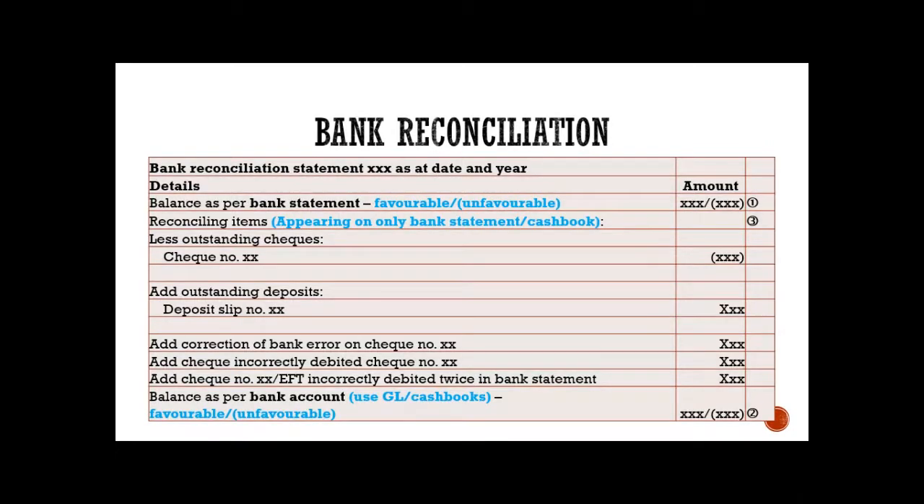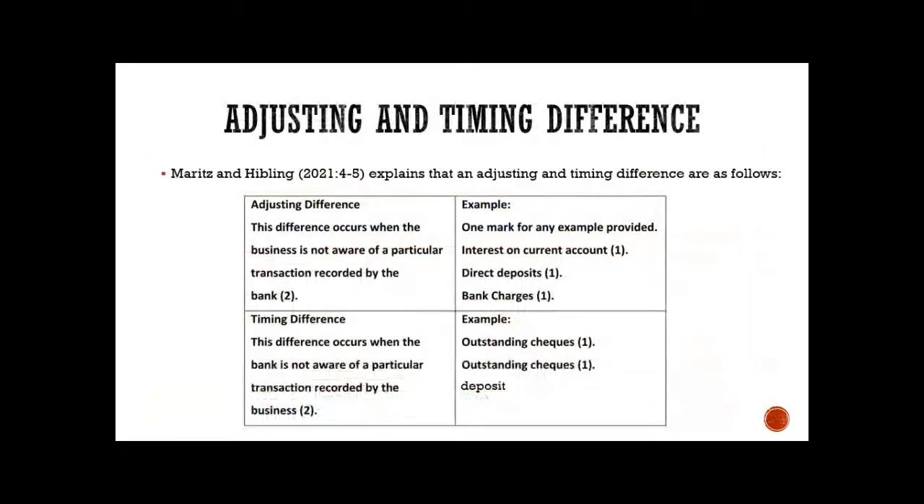And it's very important to note whether it's favorable or unfavorable when you do the reconciliation. Now that amount at the end should agree to what's in your accounting records at the end of the month. Otherwise, you made a mistake with your reconciling items.